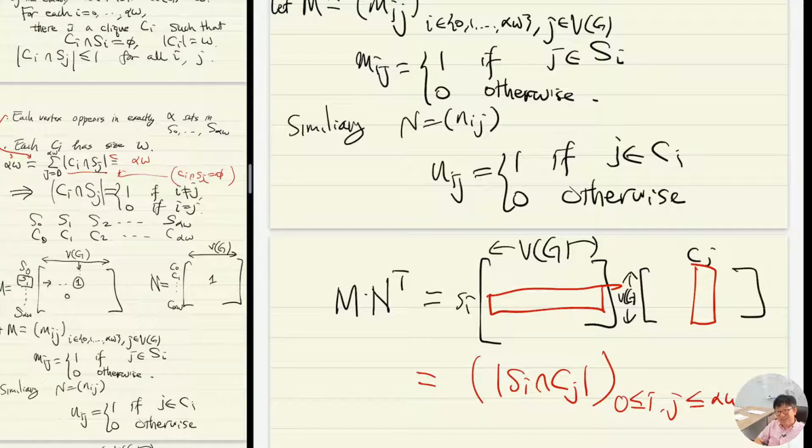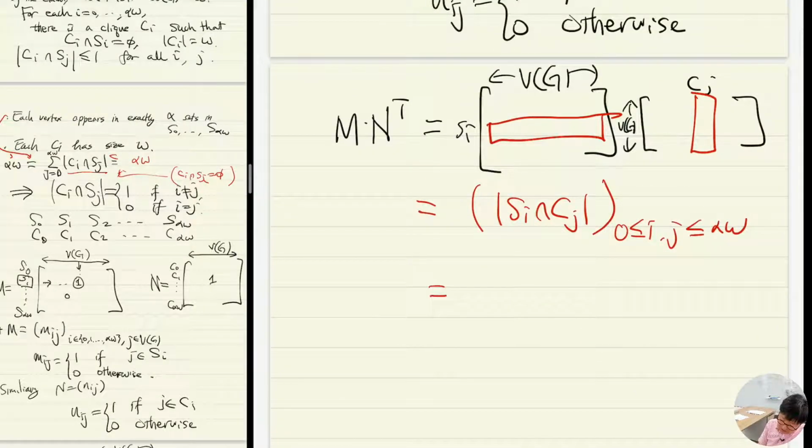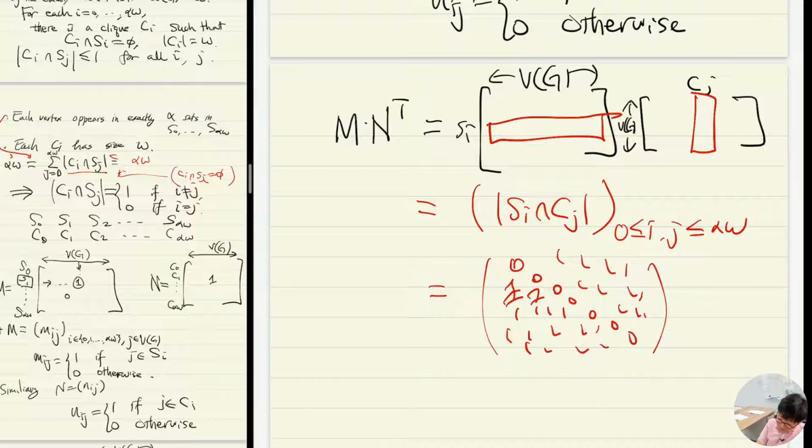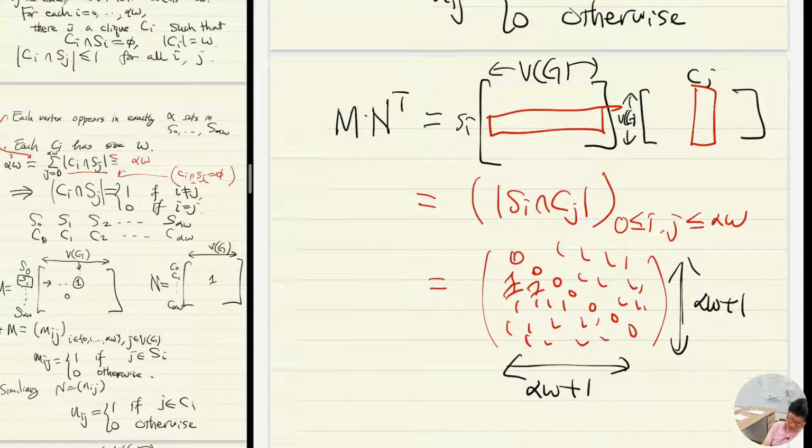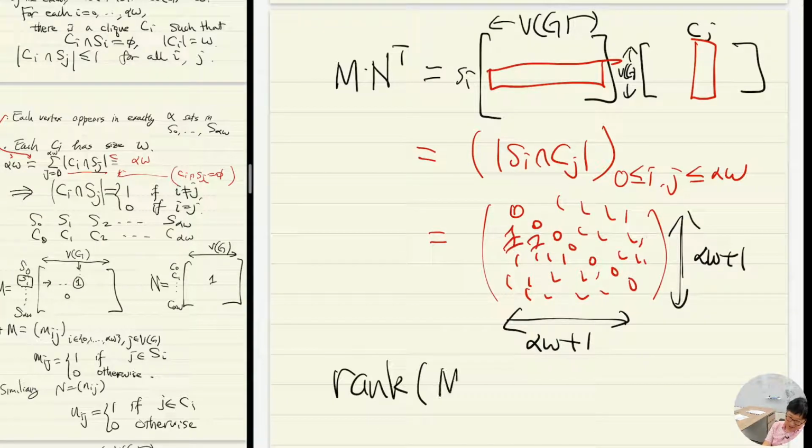So each matrix entry is just the intersection of Si and Cj. Now we know exactly what this matrix is. This is a matrix where the diagonal entries are 0 and all other entries are 1. It's a square matrix whose number of rows is alpha omega plus 1. Now, what is the rank of this matrix? Do you remember the definition of rank? Rank is the dimension of the span of the column vectors. And these vectors are linearly independent, so the dimension is everything. So this rank is alpha omega plus 1.